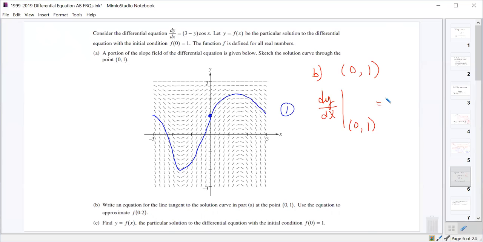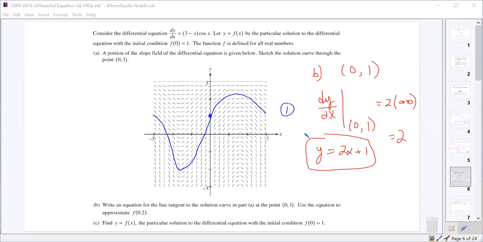So 3 minus 1 ought to be 2 times the cosine of 0, which is 1, gives us a slope of 2. So we should end up with y equals 2x plus 1. I mean, that's already a y-intercept, right? So we can just use slope-intercept form. 1 point for that. And then 1 point for properly approximating f of 0.2. That'd be y equals 2 times 0.2 plus 1, which is 1.4. And 1 point for that. Everybody good there with A and B?